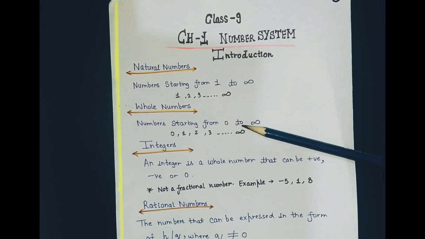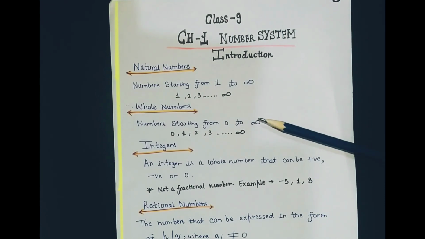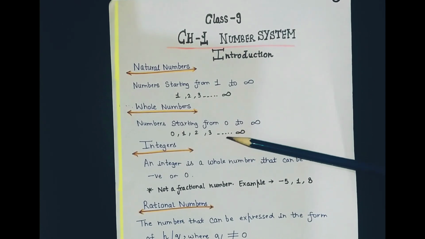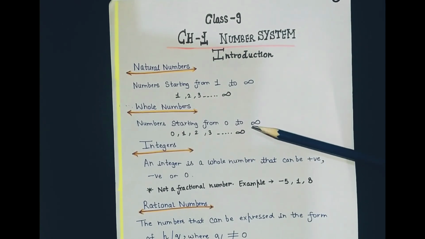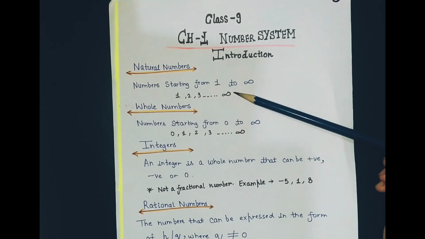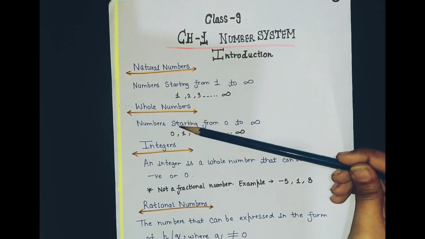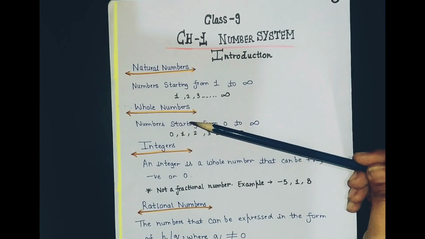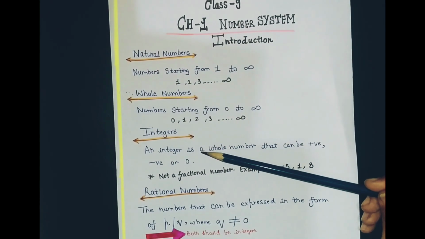Second up we have whole numbers. Whole numbers are the numbers which start from 0 and go up to infinity. So like 0, 1, 2, 3, 4 and like that. What is the difference between natural numbers and whole numbers? Natural numbers are the numbers which start from 1, whereas whole numbers are the numbers which start from 0. That's it. Next up we have integers.